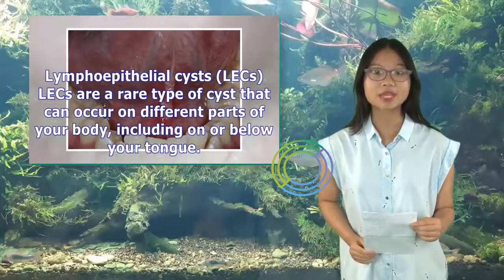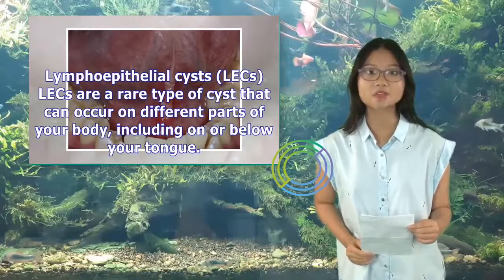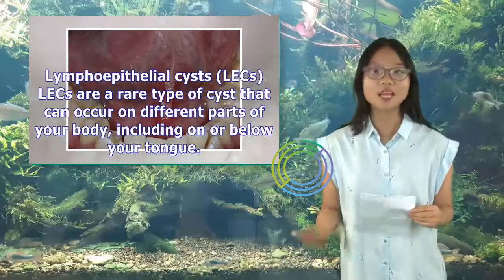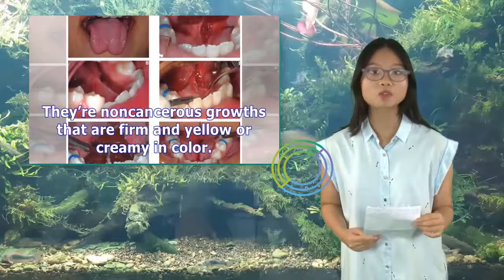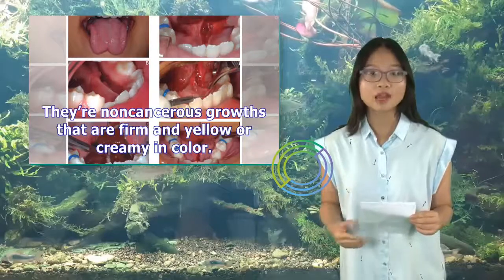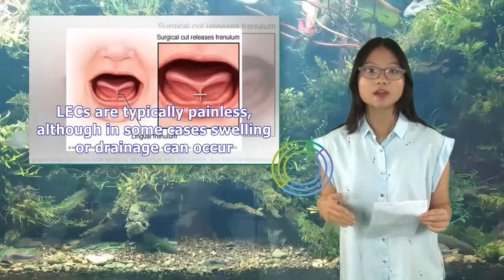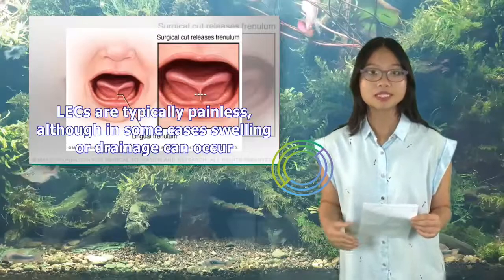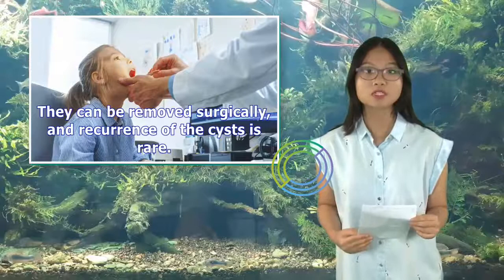Lymphoepithelial cysts. LEX are a rare type of cyst that can occur on different parts of your body, including on or below your tongue. They're non-cancerous growths that are firm and yellow or creamy in color. LEX are typically painless, although in some cases swelling or drainage can occur. They can be removed surgically, and recurrence of the cysts is rare.